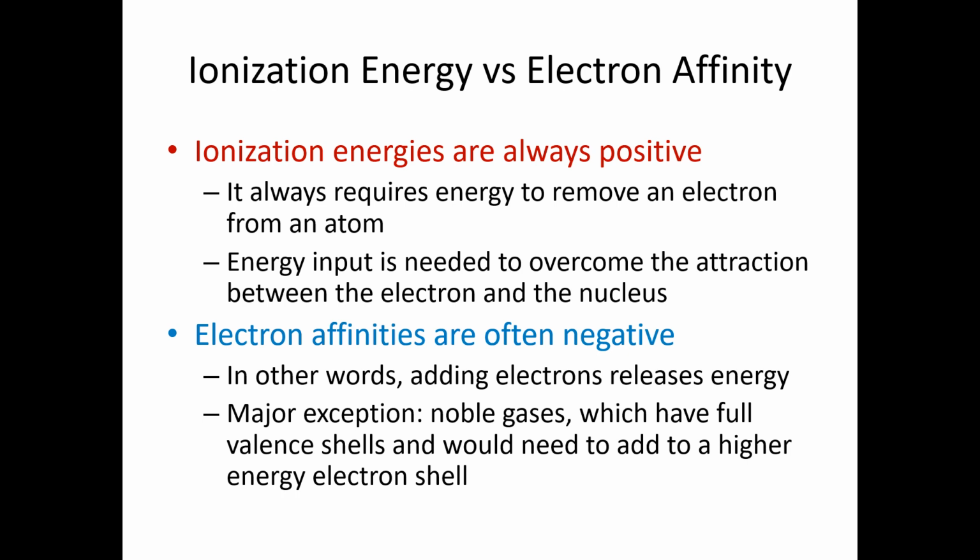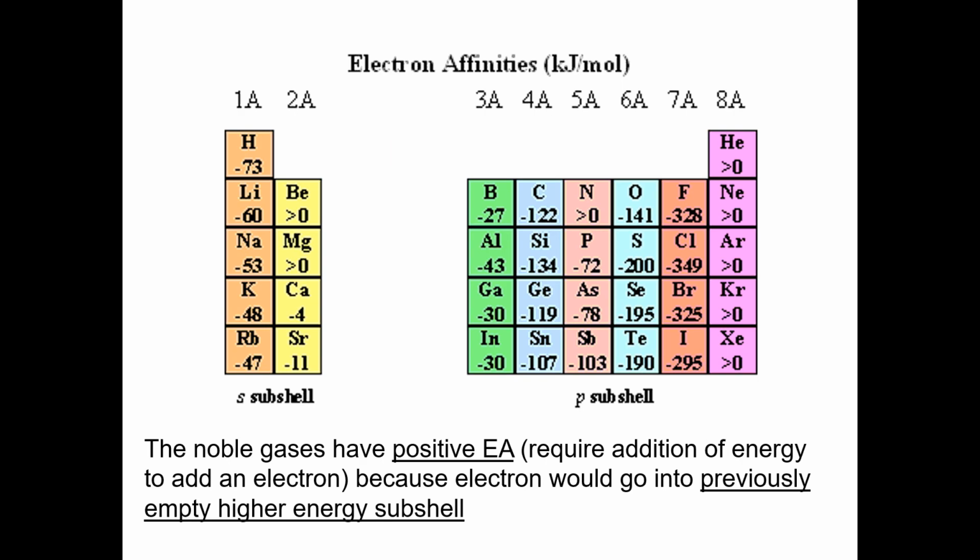The major exception will be the noble gases. If you look at this table here, you can see the noble gases have positive electron affinities, and so do a few other elements like beryllium and magnesium. And that's because their outer shells are full already. To add an electron to one of these elements, you'd actually have to go up into a higher shell, and that would actually require energy.